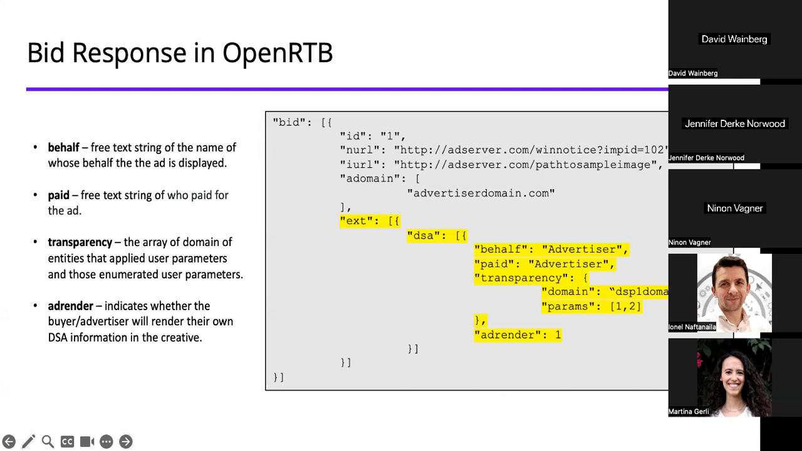Next is the transparency attribute, very similar to the transparency object from the bid request. So it is an array of domains of the entities that applied the targeting and the contributing parameters that ultimately led to the selection of the ad that was displayed to the end user. And the last is the ad render attribute. And this allows the buyer or advertiser to indicate whether they will be rendering the DSA transparency information. And that helps satisfy that last requirement that Jennifer walked through.